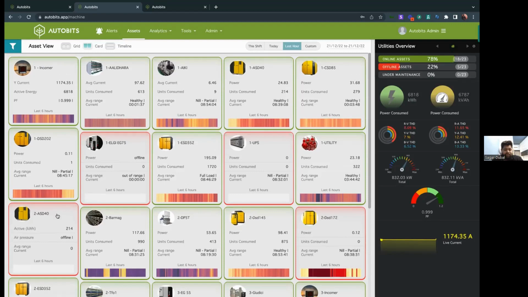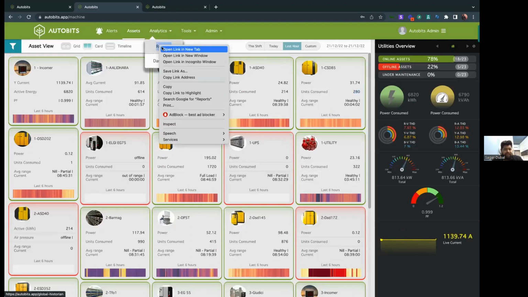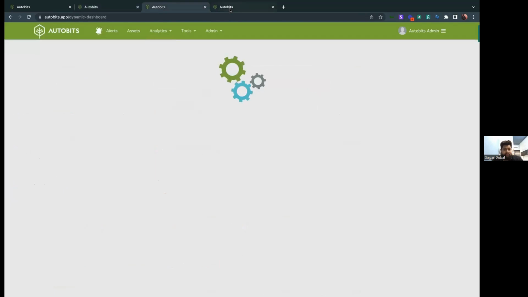So I know that this compressor is offline, the LG compressor is offline. Which machine has consumed how much power? This machine has consumed 9 units of power. This compressor has utilized 214 units of power, 279. Now we can dig deep into it. I'll show you one dashboard that we have created for the customer.